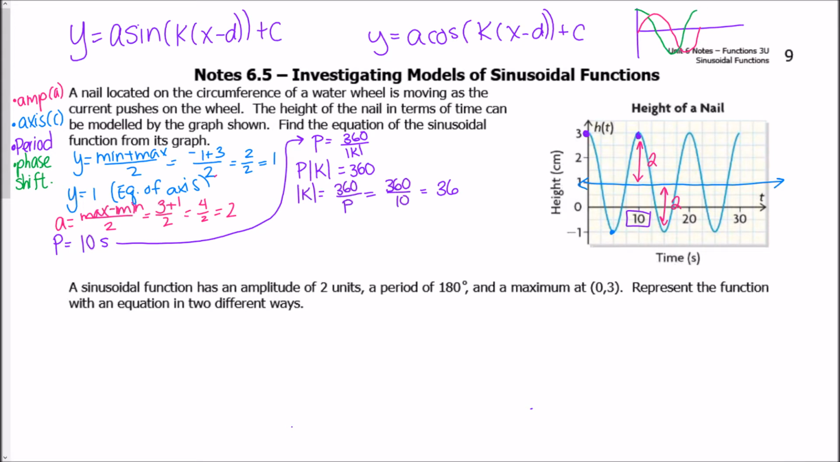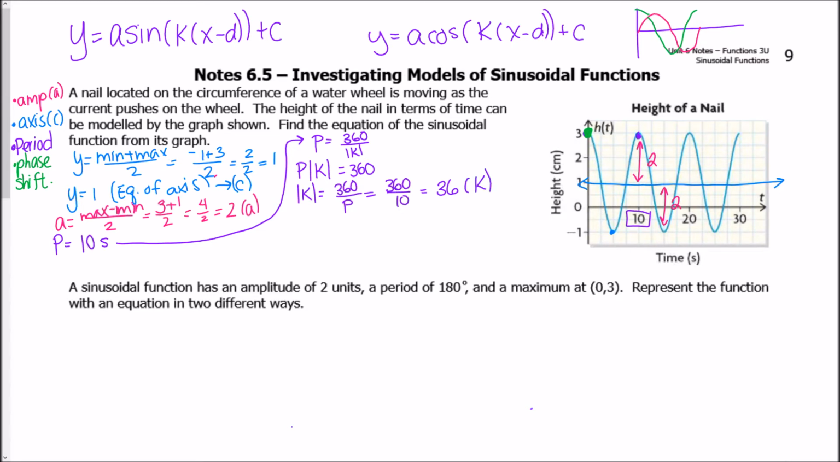Okay, so I think it would make more sense for us to use cosine, and because it started at the maximum exactly, there is no phase shift. Okay, so again, let's go back and revisit our information that we have here. We know that y equals 1, that's the equation of our axis, but that's also going to be the c value. We know our amplitude is 2, so that's going to be the a value. We know that k is 36.